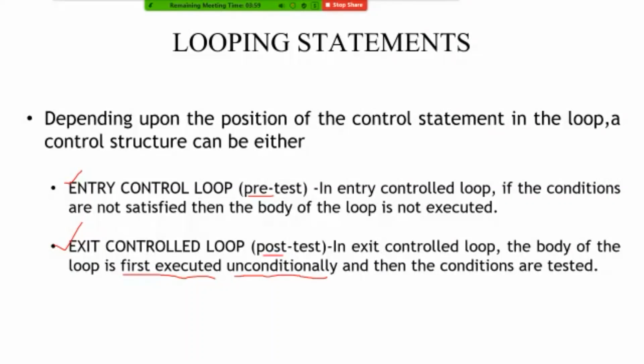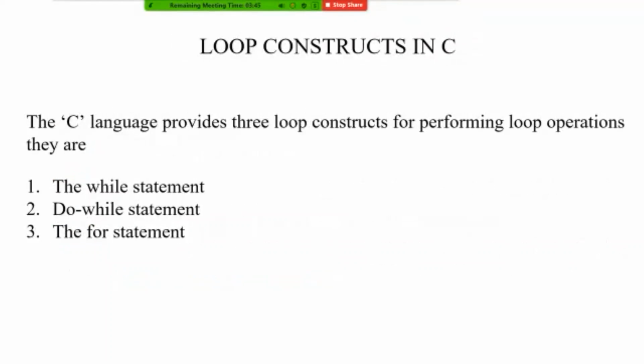Examples you should remember. Entry control will always check the condition, and only then will it execute the body of the loop. Exit control: the first execution is done without checking the condition. And we have three loop structures, that is while, do while, and for statement.